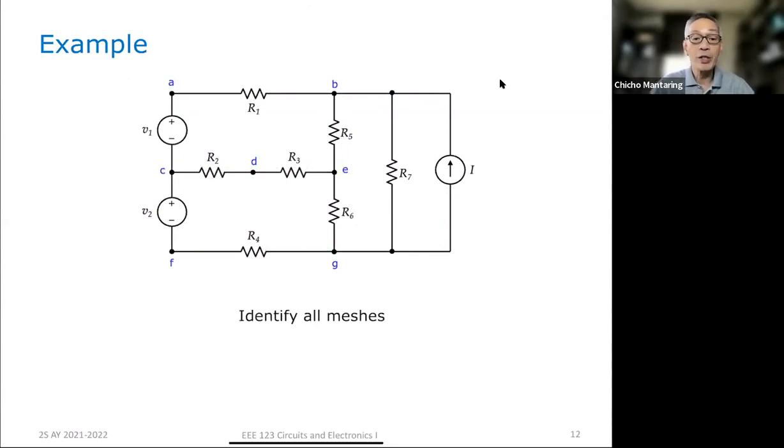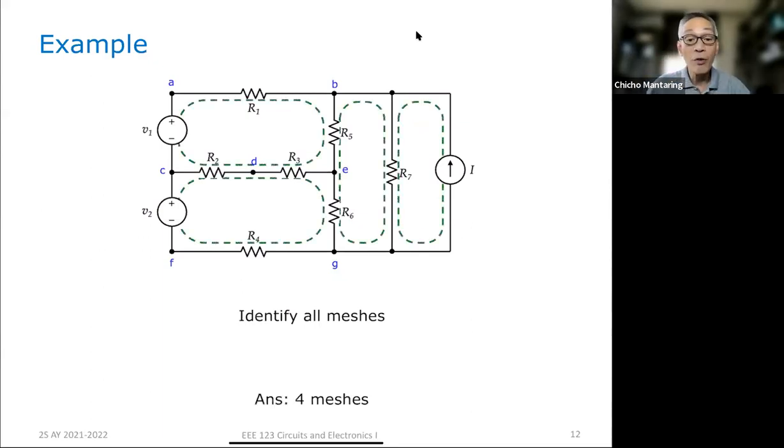Now, this is a different question. Identify all the meshes. A mesh is a loop that does not contain any other loop. So how many meshes are there in this circuit? I'm going to ask you what your thoughts are. I think more or less you all got it, no? There are four meshes. So this is one mesh. This is another mesh. This is another mesh. And this is another mesh. So those are your 4 meshes.